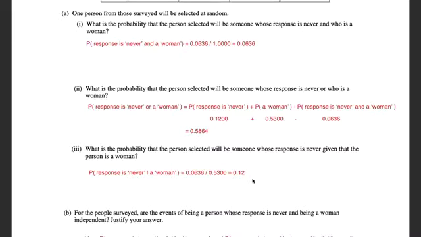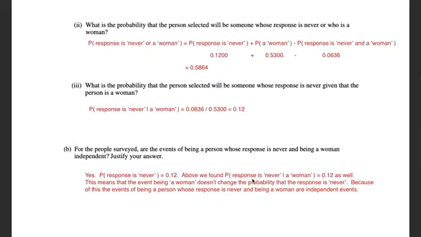So going on to part B of the question, for the people surveyed in this situation, are the events of being a person whose response is never and the event being a woman, are they independent? Justify your answer. Well, take a look. It's a yes or no question. You should say yes or no, and this time the answer is yes. These are independent events.